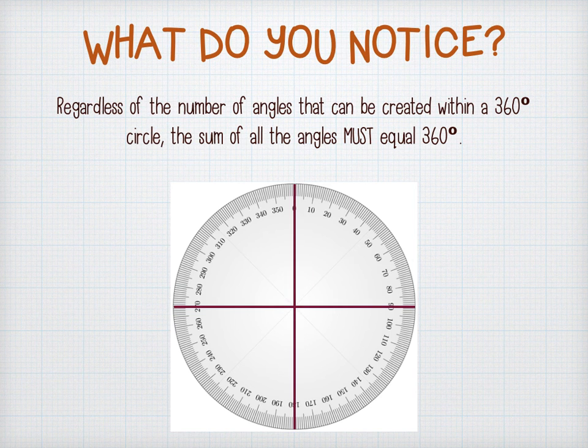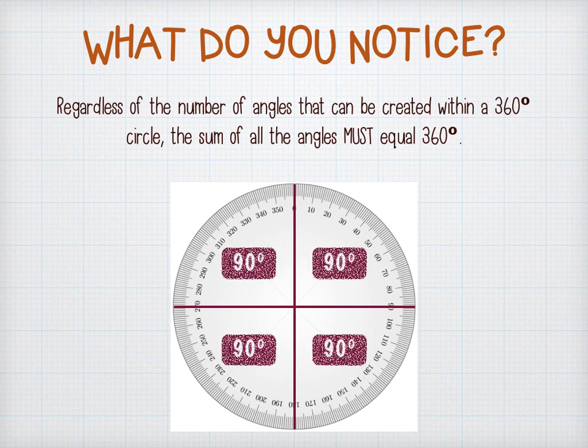In the next example, you can see that there are 4 right angles that were created. And you know that each right angle measures 90 degrees. But if you add them up, you will get a total of 360 degrees.